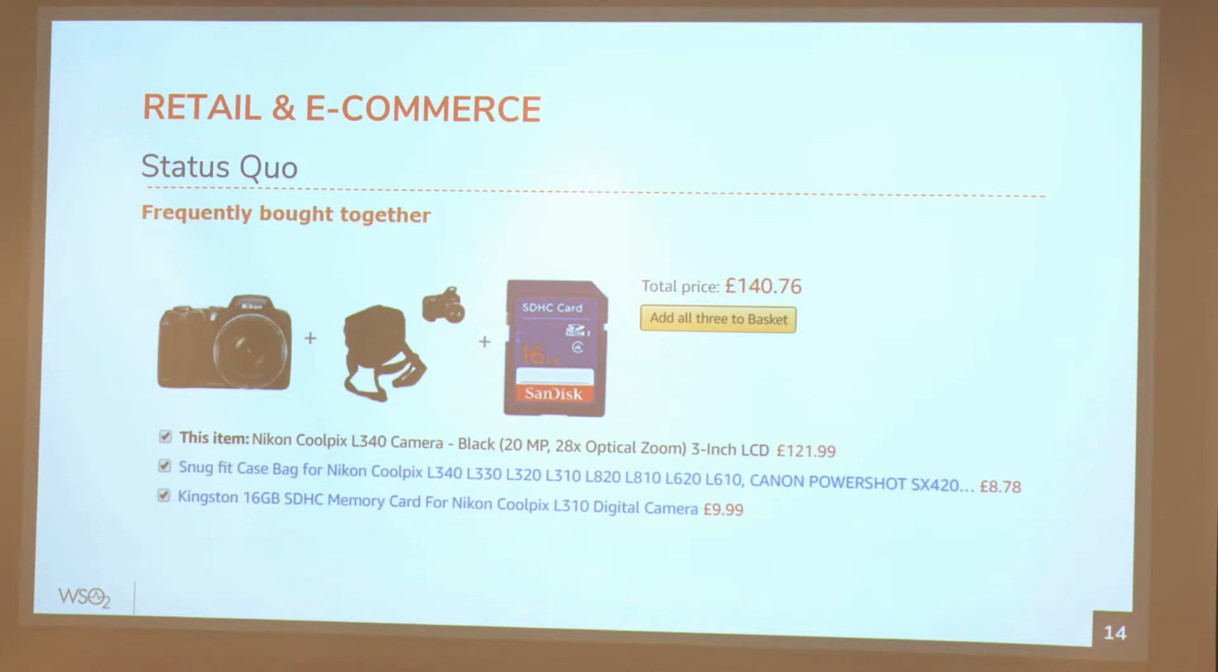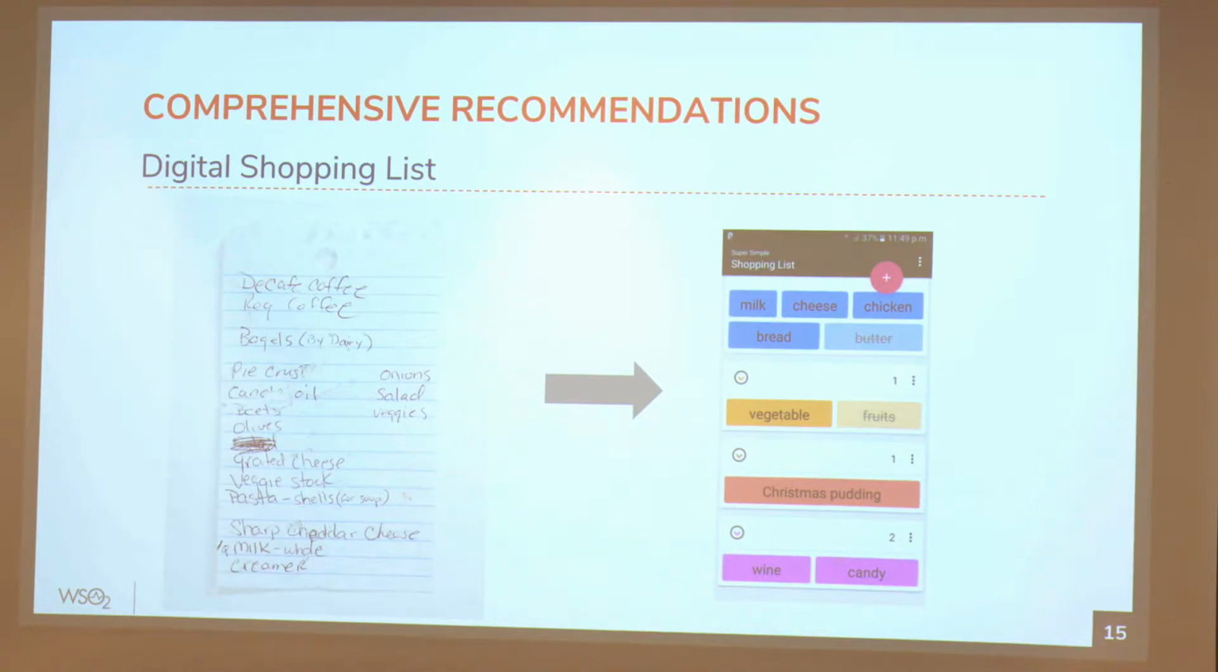So when you go to Amazon, eBay, whatever, what you usually get is, okay, you're buying a camera, and these are the other things that other people bought along with this particular camera, right? But what we can do using streaming analytics is much more than that. So the idea is that we are able to build a digital shopping list for our customers using different angles of recommendations.